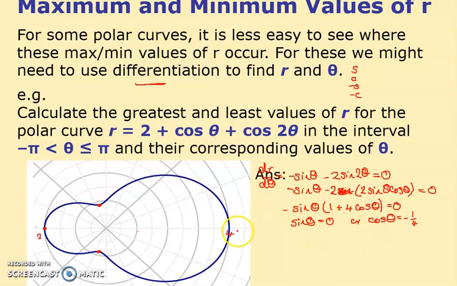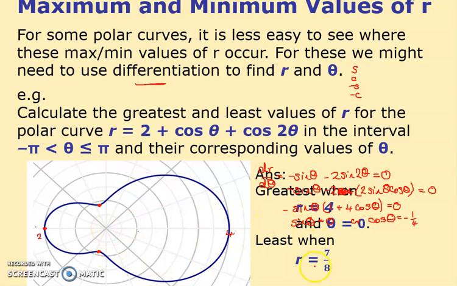I'm just going to do the greatest when r is 4. We got that bit right. And theta is 0. Yeah, goes straight across there. Least, this is a bit we didn't know. R is 7/8. Well, we wouldn't know that until we get that. So see if you solve the equation, you get that.